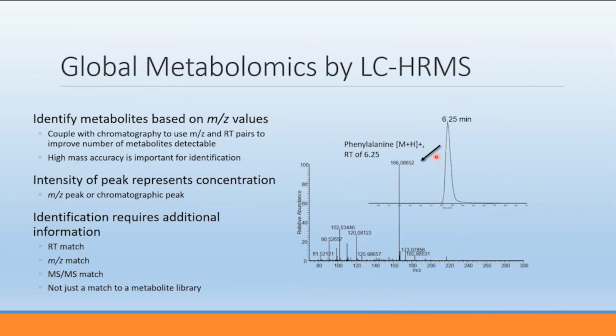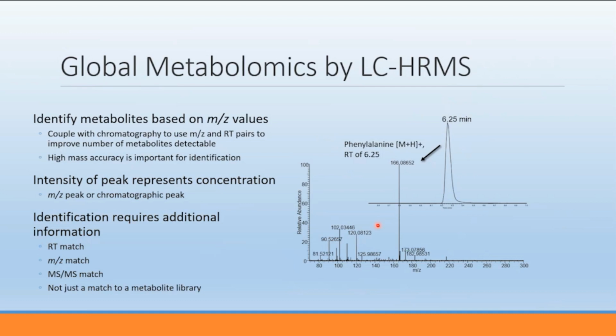So here's an example of phenylalanine that's eluting at 6.25 minutes. We have an extracted ion chromatogram for that. We have a mass spectrum that defines what's hidden under that and what masses are measured. And so we really identify a metabolite based on its mass to charge value and its separation capacity. And that's a key factor because the more ways in which you have to identify a metabolite, the more confident you are in its match.